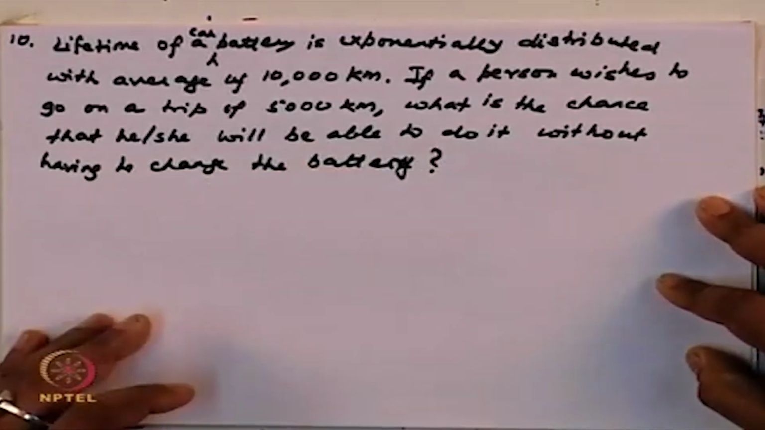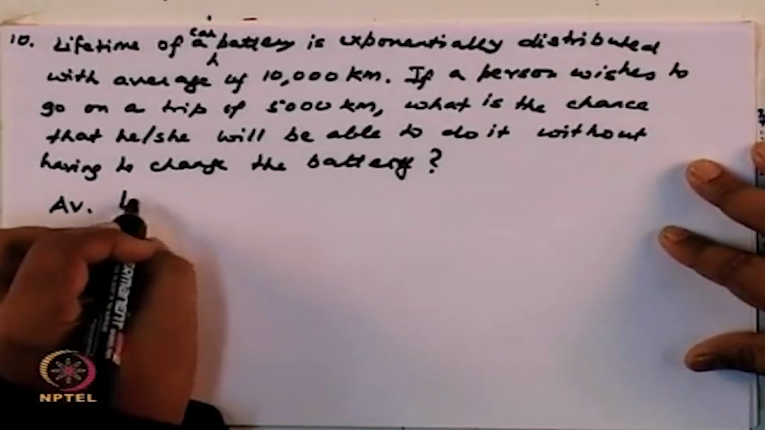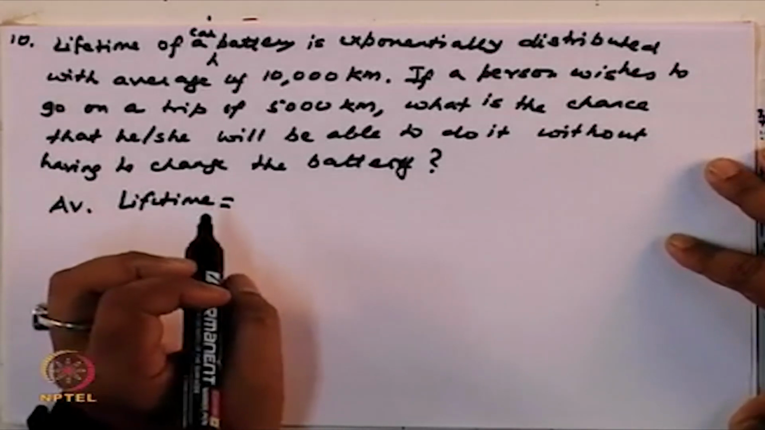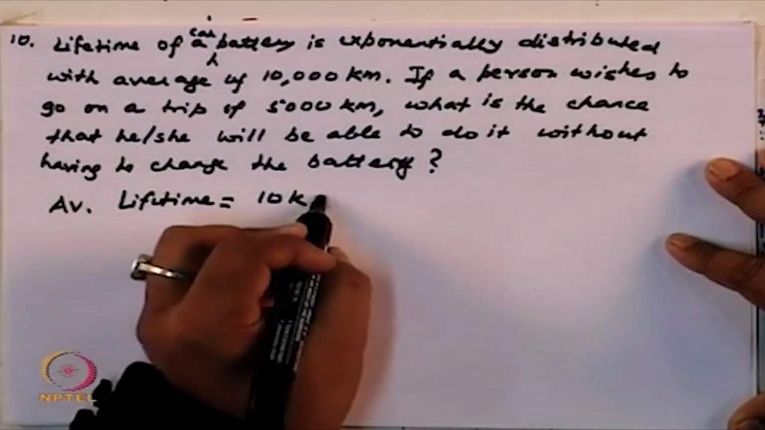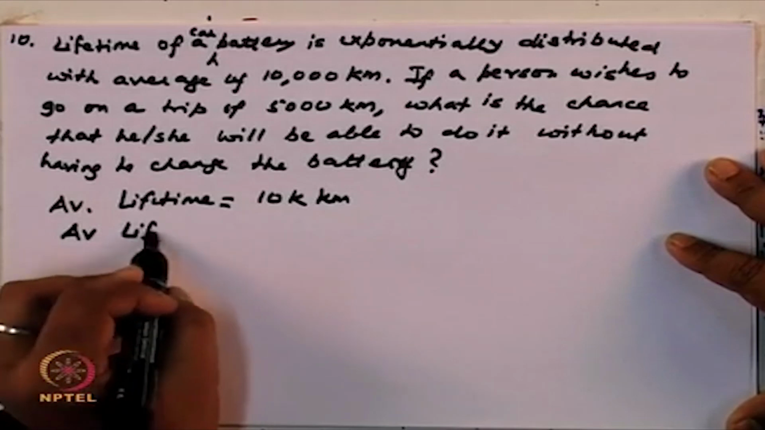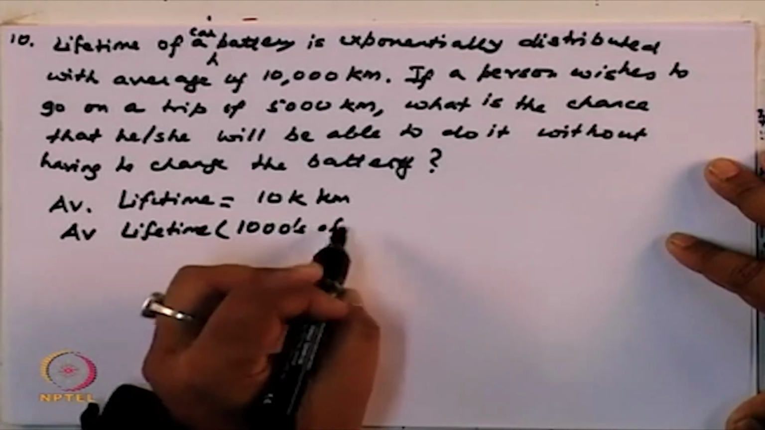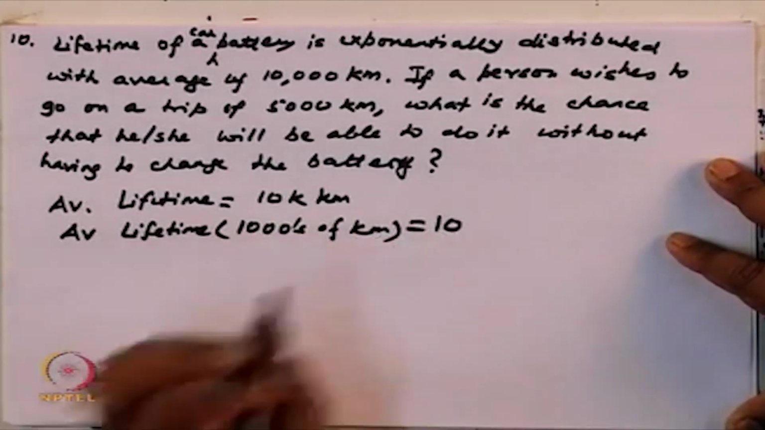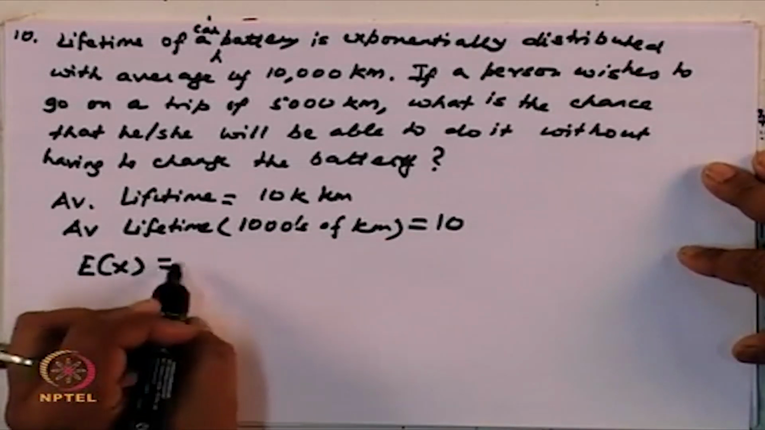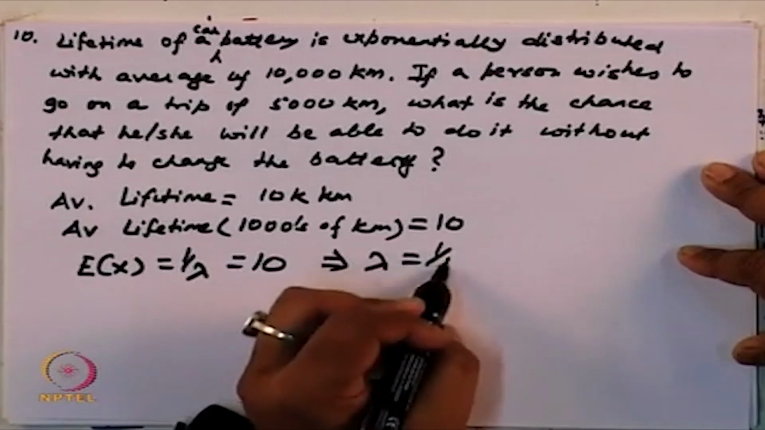So, what you are given is the average lifetime. Let us say I put the average lifetime in units of thousands of kilometers. So my average lifetime is 10, and I know the expectation of this exponential distribution is 1 by lambda, and this is the same as 10, which would mean my lambda is 1 by 10.